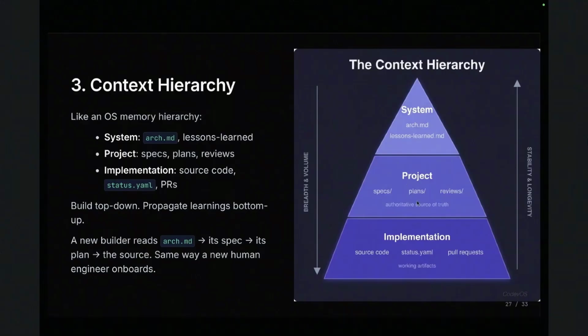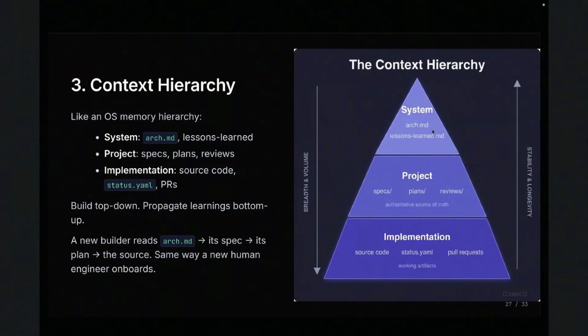At the higher level, you have the specs, plans, and reviews. And we also have the ultimate high level, which is the architecture and lessons learned. So the arch.md file is a description of the architecture of the whole system. The lessons learned is the things that we've learned in terms of principles.